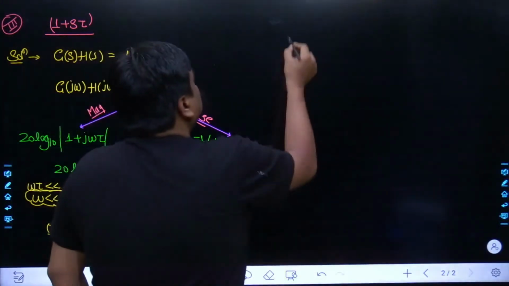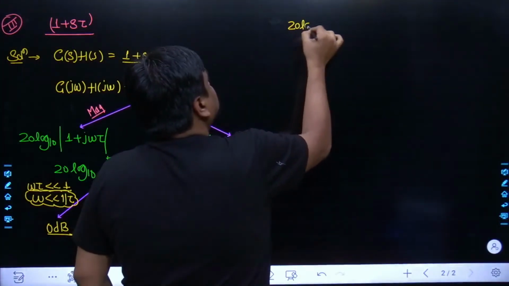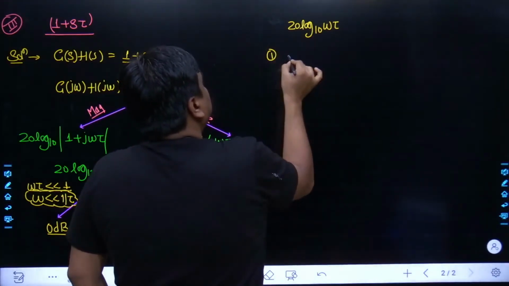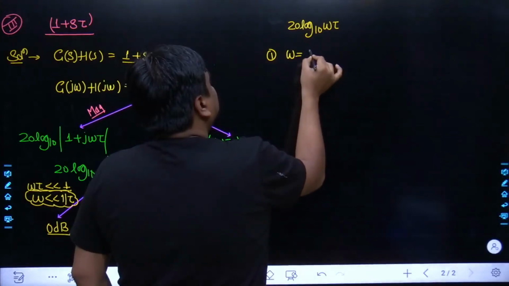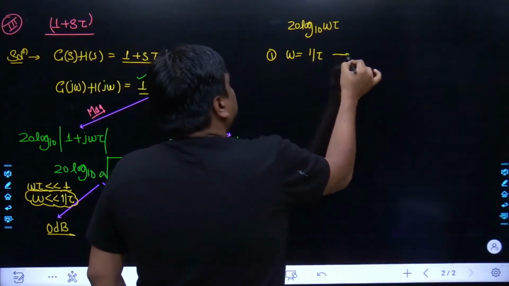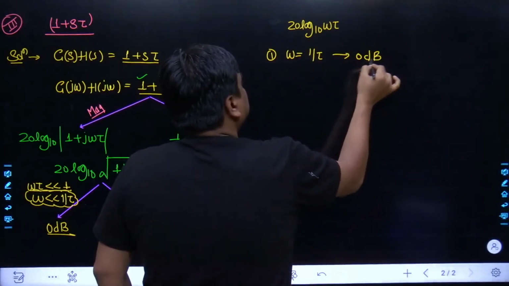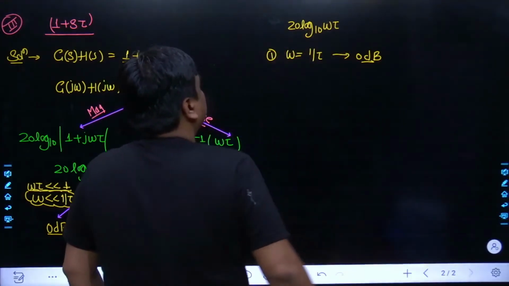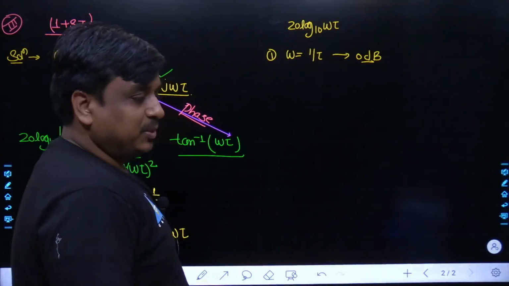Now what would we do over here? Let me take the reference of 20 log base 10 of omega tau. Let me feed the operating frequency omega equal to 1 upon tau first. May I know what's going to be the magnitude over here? Omega is equal to 1 upon tau. Tau knocks off, 20 log base 10 of 1 simply means 0 dB.